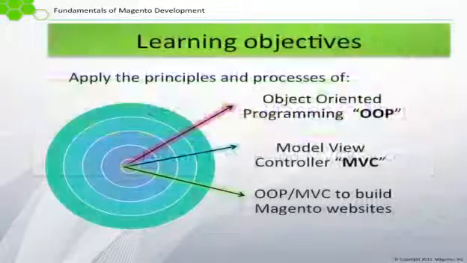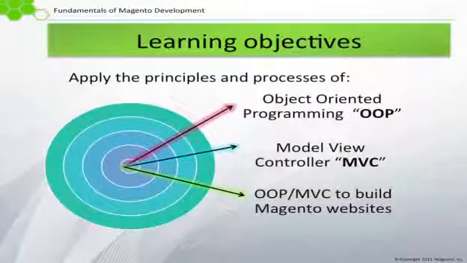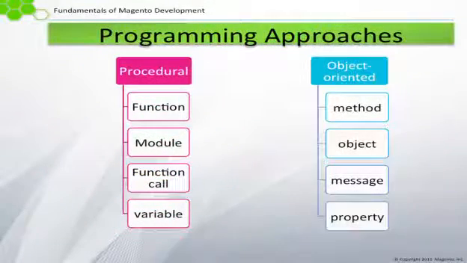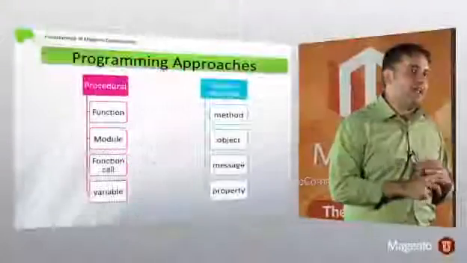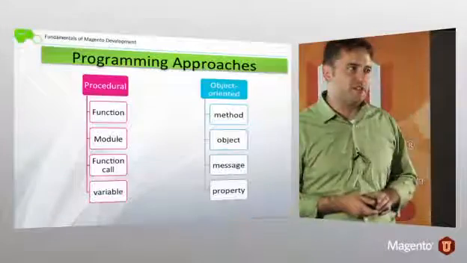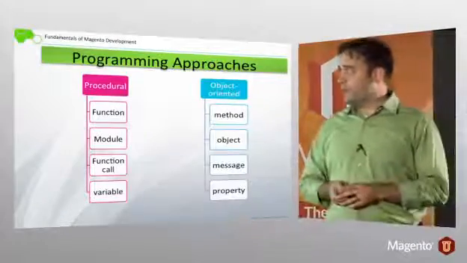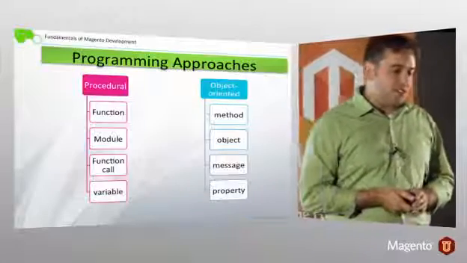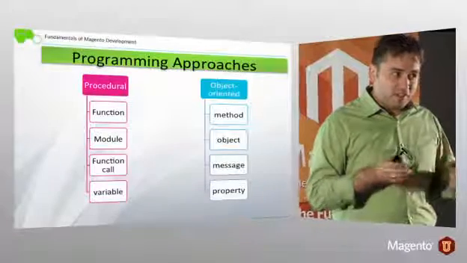Okay, so OOP and MVC concepts. Procedural versus object-oriented programming. Of course, a system like Magento uses object-oriented programming as a means of keeping code organized and modularized. Basically, we're facilitating modularization, as opposed to procedural calls.